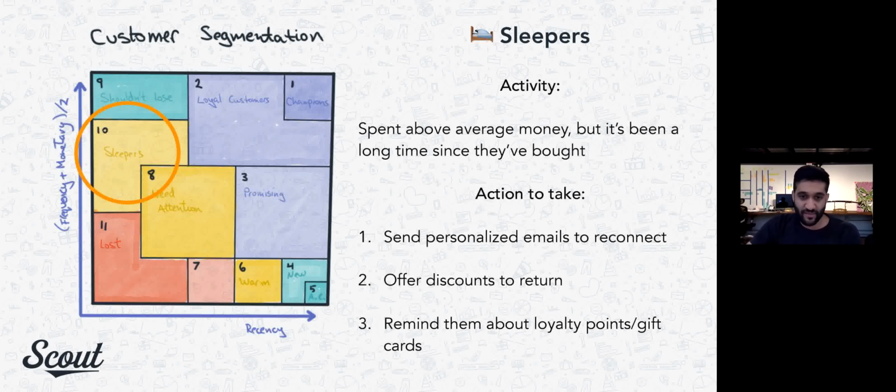Send personalized emails. It doesn't have to actually be a personalized email. You might have too many people on this list, thousands potentially, and obviously you can't reach out to thousands of people, but make it look personalized. Just make it sent from your email address, make it look very simple, end it with a sent from my iPhone, make it look super personal, and try to reactivate them. You might want to offer these guys discounts as well, since they're not the highest spenders. They might be price conscious. So give them some offers, and again, remind them about loyalty points or gift cards that they might have unused.